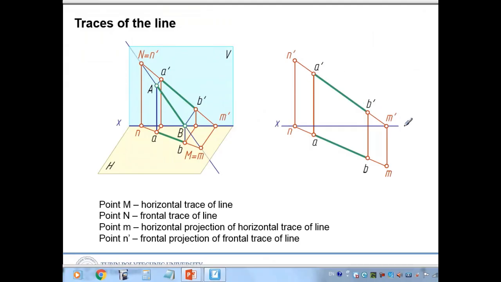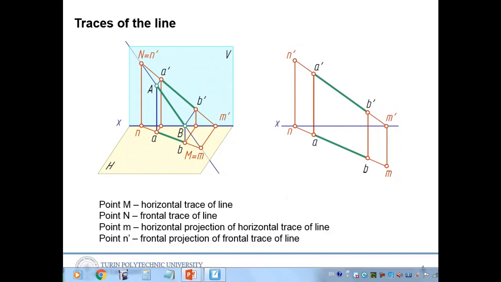Everything on the top comes with dashes, dash, dash. Everything on the bottom, in the H plane, comes without any dash. So the traces of the line can be found that way.